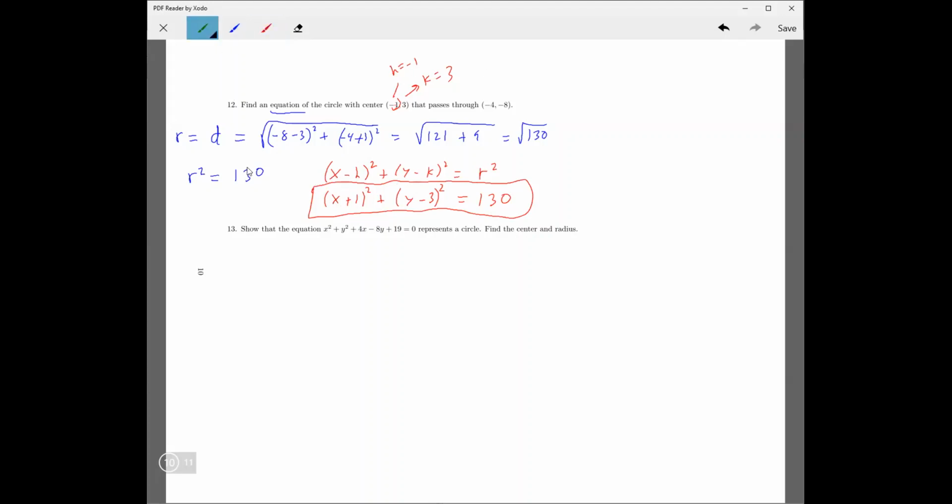Okay, and then finally, last problem. Show that this equation represents a circle, and then find the center and radius. Okay, so what you need to do here is something called completing the square.